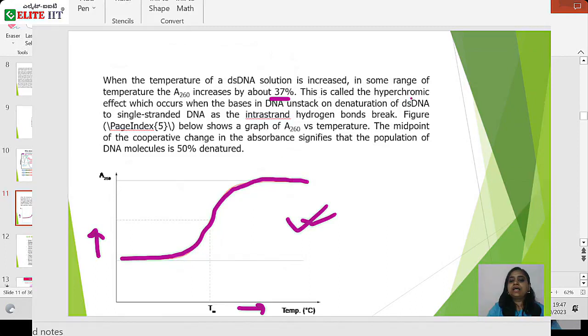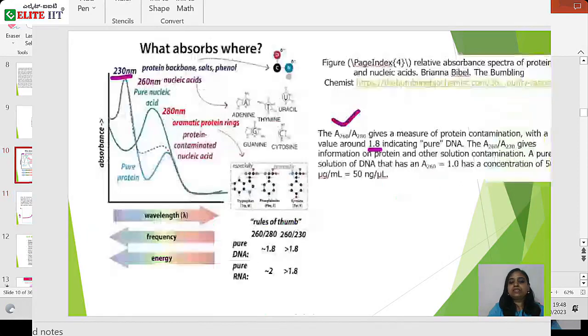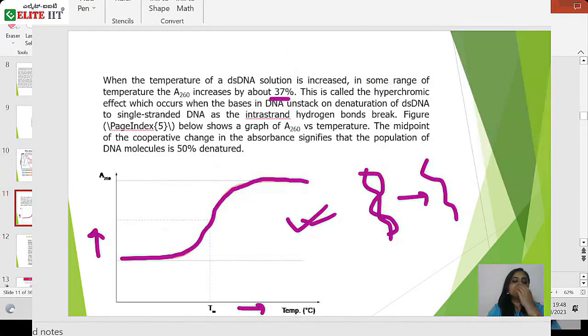Now, this is called the hyperchromic effect, which occurs when the bases in DNA unstack on denaturation of double-stranded to single-stranded DNA as the hydrogen bonds break. So, denaturation means double-stranded DNA is converted to single-stranded DNA, because hydrogen bonds are broken. So, what is happening due to the denaturation? A260 value is increased. A260 is for the DNA.